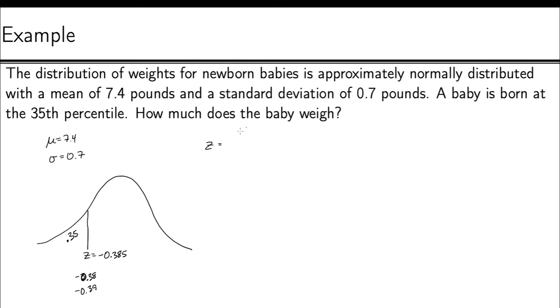Then we're going to find the x value. So we know our relationship is z equals x minus mu over sigma, or you can use the formula x equals mu plus z times sigma. So I'm going to use that. x equals mu, which is 7.4, plus z, which is a negative number, negative 0.385, times sigma, which is 0.7. And we get 7.1305. And that's in pounds.